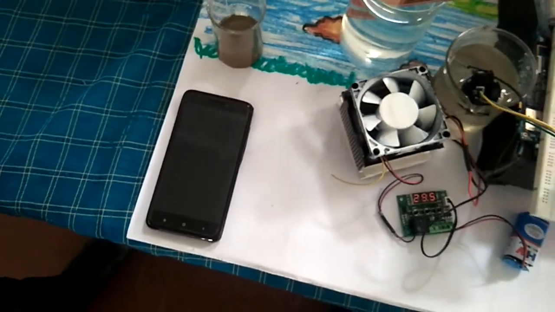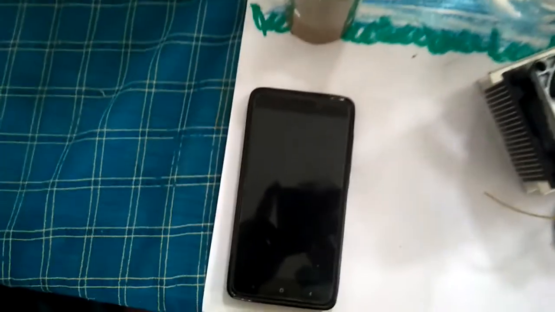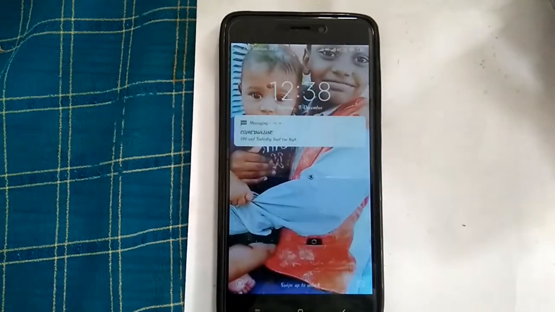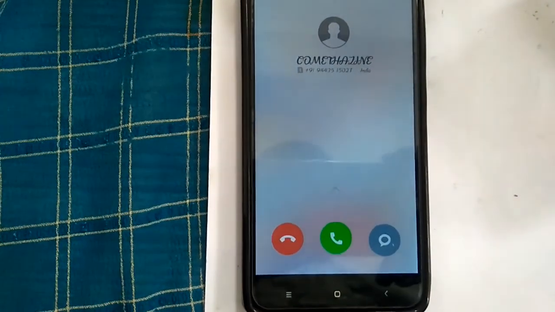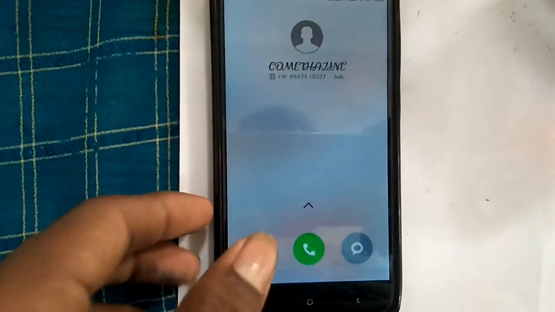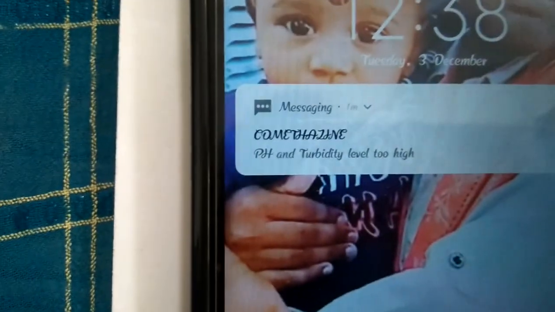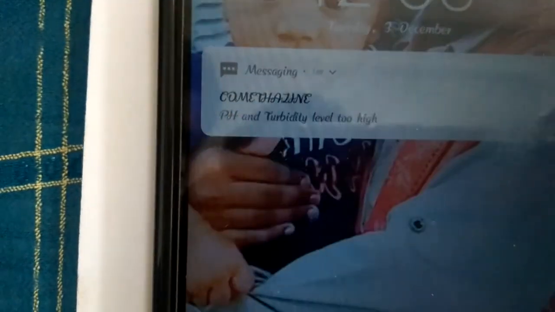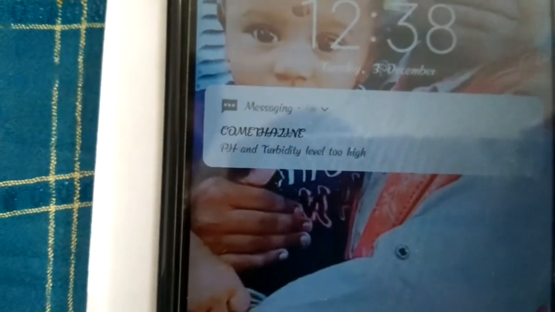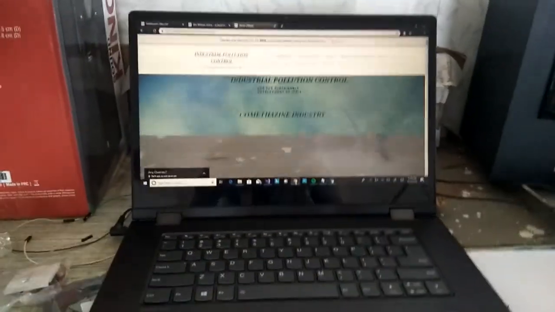As the pollution is too high, the pollution control department is notified with a call and SMS alert. So we also got the SMS with the pH level and turbidity level, saying that it is too high. The results from all the sensors are updated to a website that we have created using the GPRS module.